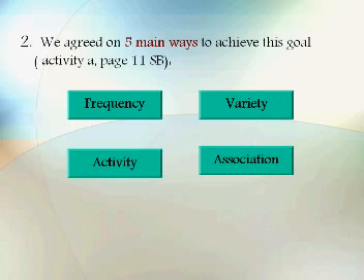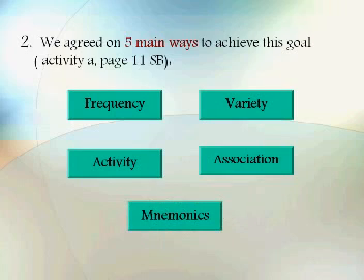Association means linking. You have to link the new information to old information in order to be able to remember it. And finally, mnemonics. Take care because the M in the beginning is a silent letter, so you have to say mnemonics. And mnemonics means you have to find something strange about the word in order to be able to remember it.